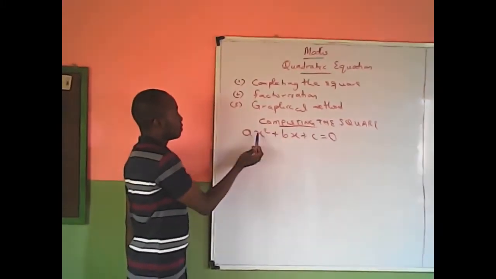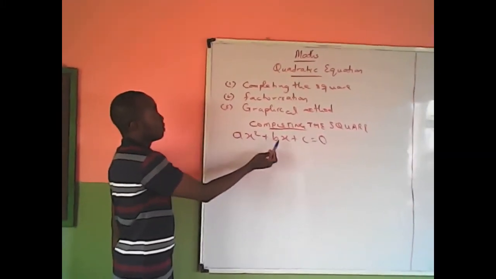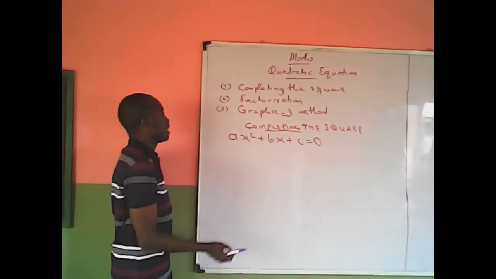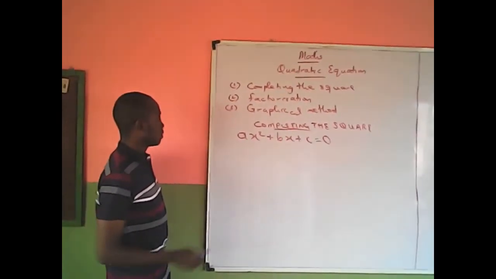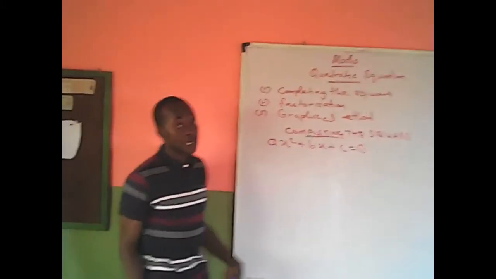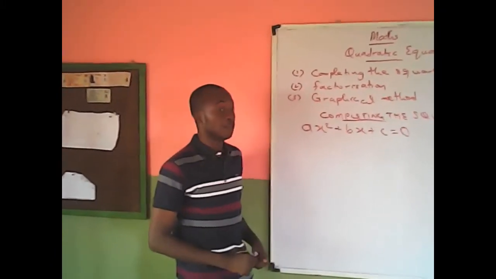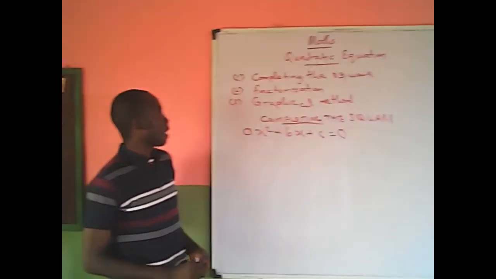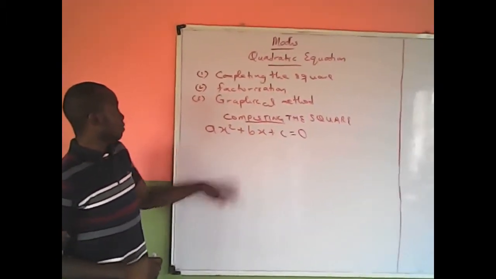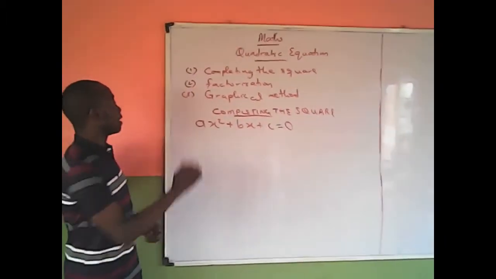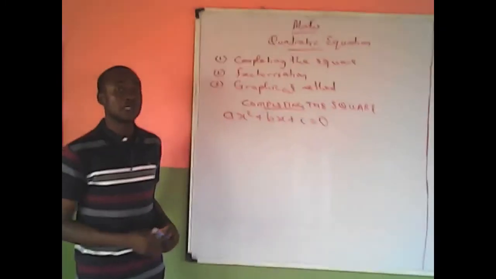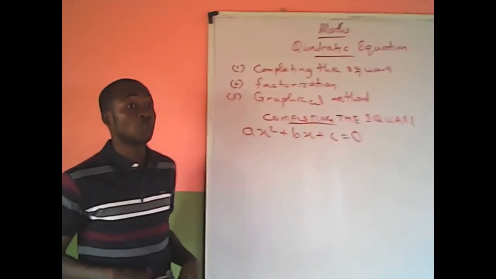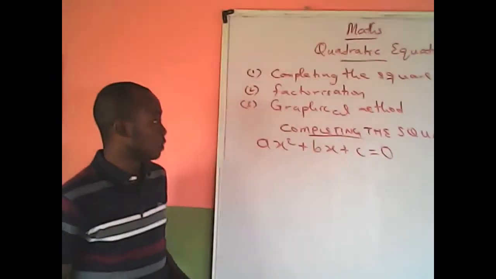This a is the coefficient of x squared. b is the coefficient of x. And c, which doesn't have x, is known as the constant term. a, b and c could be any number, either positive or negative. In a quadratic equation, the highest power is always 2. That is why we can say that a quadratic equation is an equation of second degree.